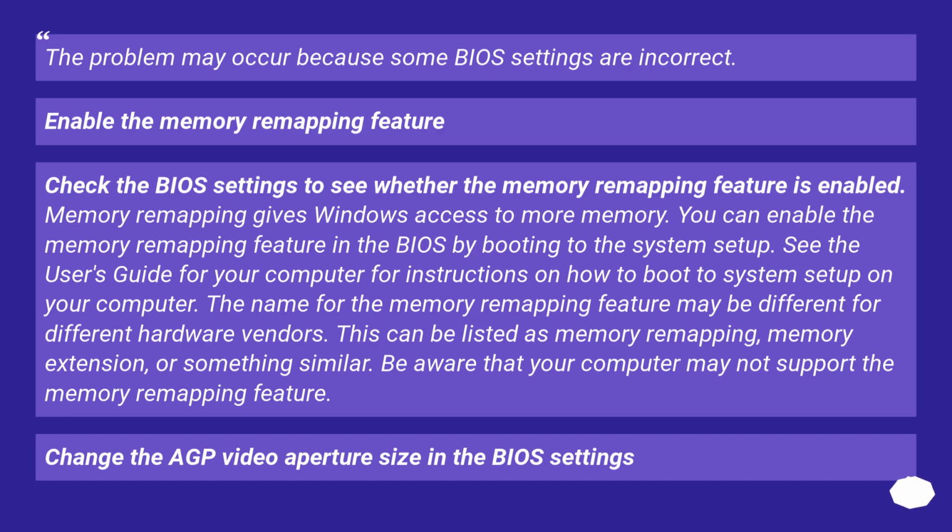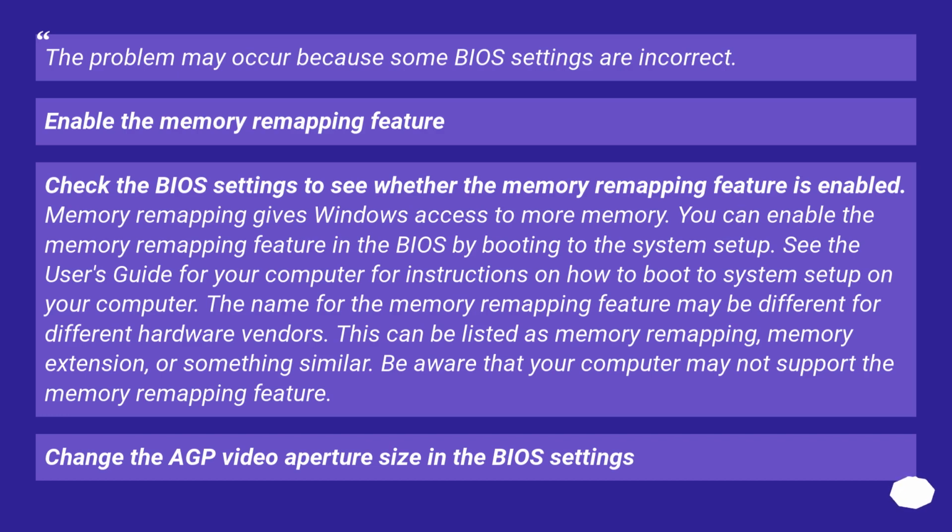You can enable the memory remapping feature in the BIOS by booting to the system setup. See the user's guide for your computer for instructions on how to boot to system setup on your computer. The name for the memory remapping feature may be different for different hardware vendors. This can be listed as memory remapping, memory extension, or something similar. Be aware that your computer may not support the memory remapping feature.